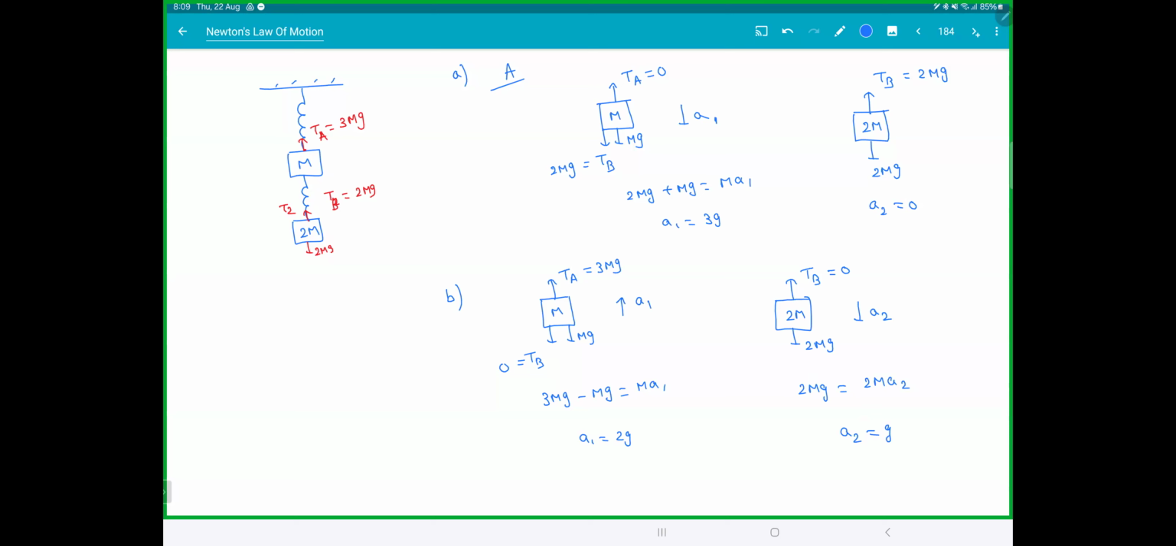Keep the process simple. Find the tension before cutting. After cutting, whichever is cut will become 0, others will remain the same. Draw the new FBDs. Put the forces, acceleration. I hope the idea is clear, everyone.